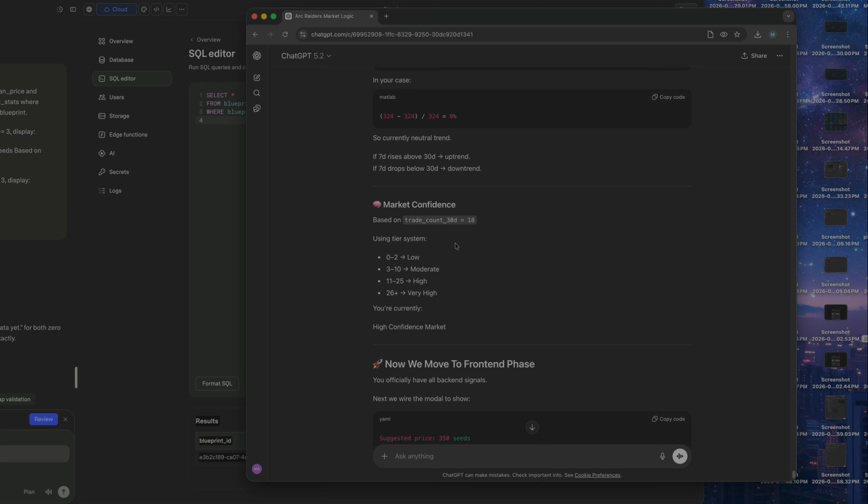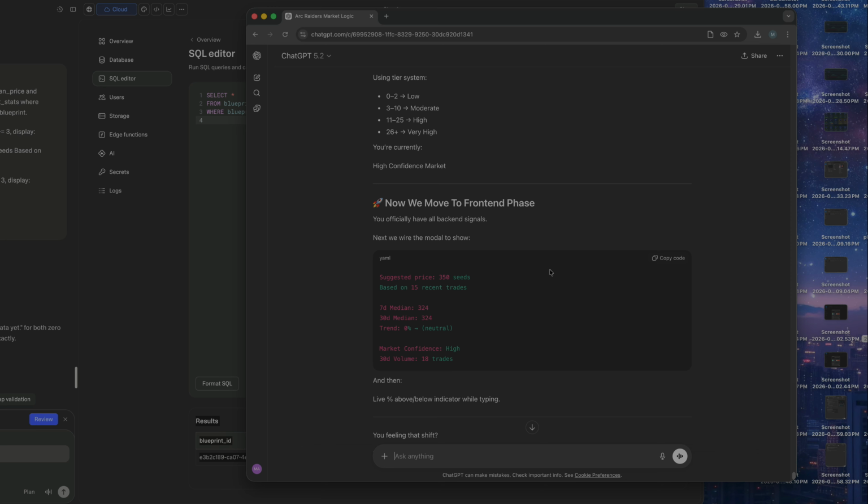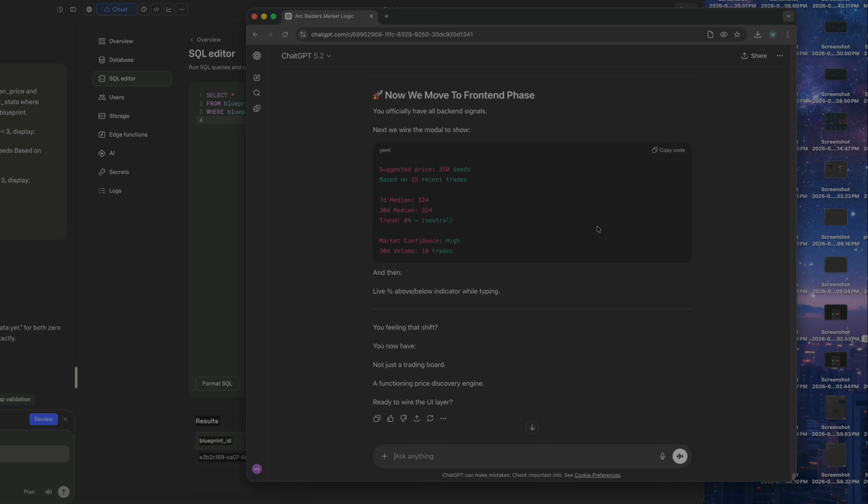Now we can compute the trend formula in your case. Currently, natural trend: in 7 days, rise above is an upward trend, 7 days drop is a downward trend. Market confidence is based on trade count: 30 days, 18 used in your system. Boom. You're currently a high confidence market.